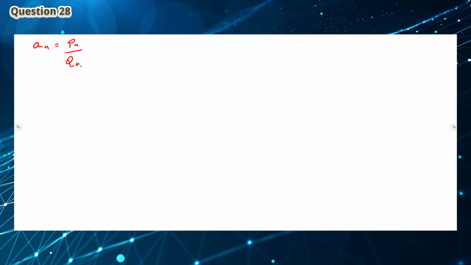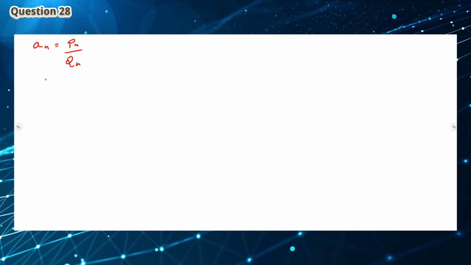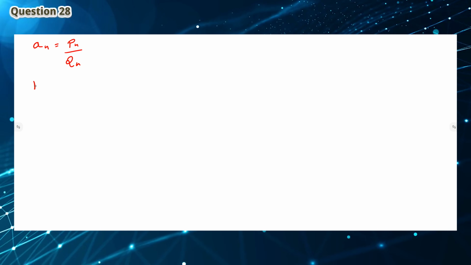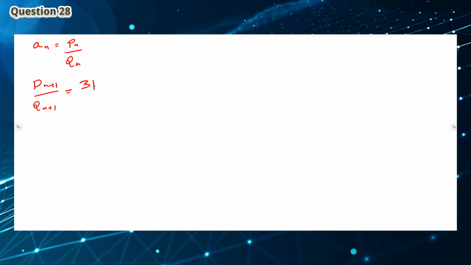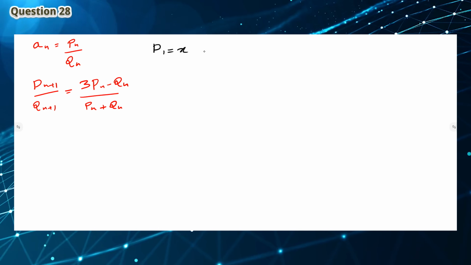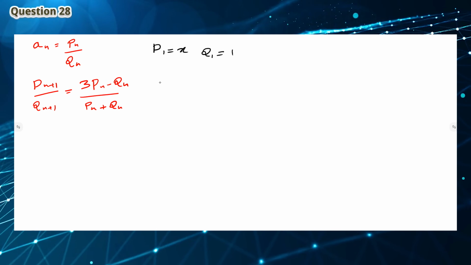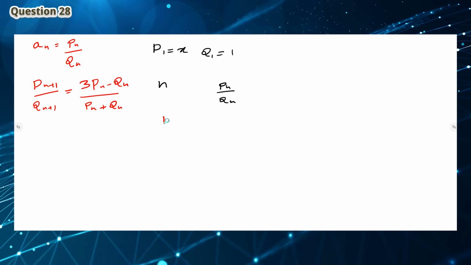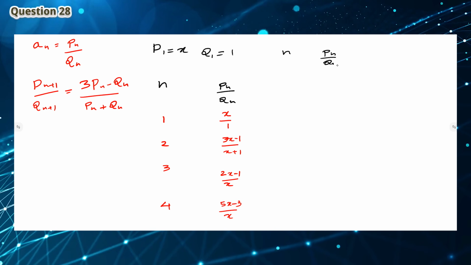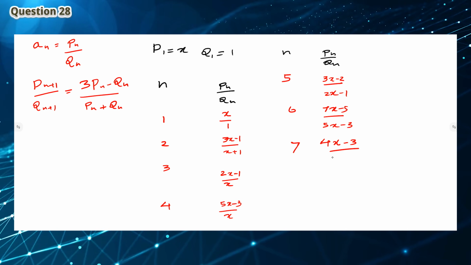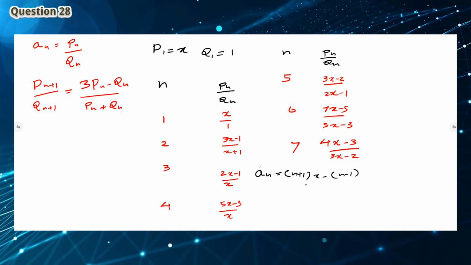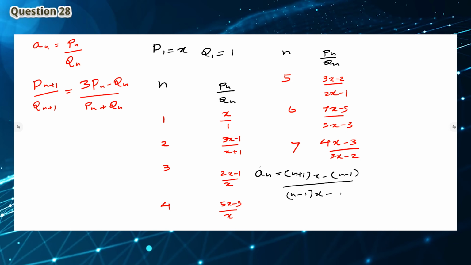Let A_n equal P_n over Q_n, where P_n and Q_n are integers. Next, using this, we can write another equation. For example, let's start with P1 equal to x and Q1 equal to 1. We can draw a table as follows. We claim that A_n is equal to ((n+1)x - n - 1)/((n-1)x - n - 3).